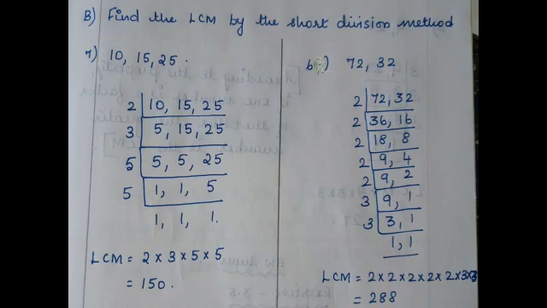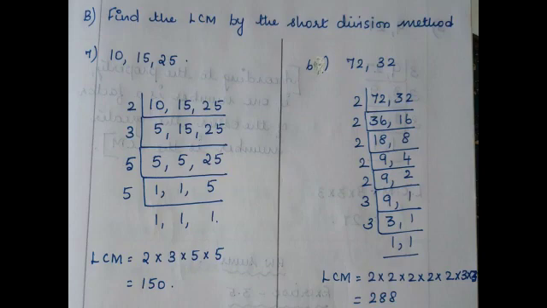So we will start dividing the numbers by their smallest prime factor. The smallest prime factor is 2. So you start with 2. When you divide 10 by 2, you get 5 as the quotient. Write 5 below 10. 15 and 25 cannot be divided by 2, so you write them as they are. Then the next smallest prime factor is 3. We will start dividing by 3. You cannot divide 5 by 3, so copy the number as it is. 15 divided by 3 is 5. And 25 you will write as it is.